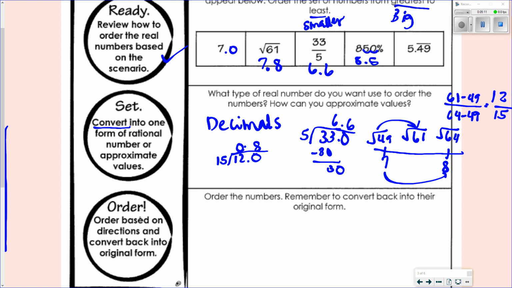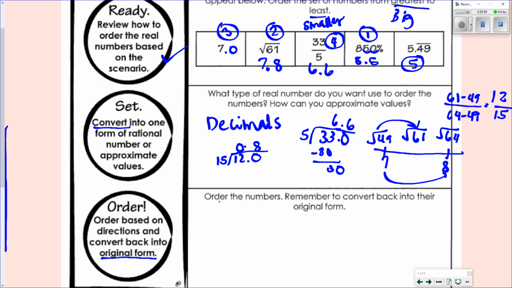Now we're ready to order. We're going to order based on directions and convert back into original form. So your original form, and we'll talk about that in a minute. So let's go ahead and figure out which order, again, from greatest to least. So our greatest number is 850%, and then 7.8. So we're going to order this one first, the square root of 61 second, and our third largest number is 7. Our fourth largest number is 33/5, and our smallest number is 5.49, repeating.